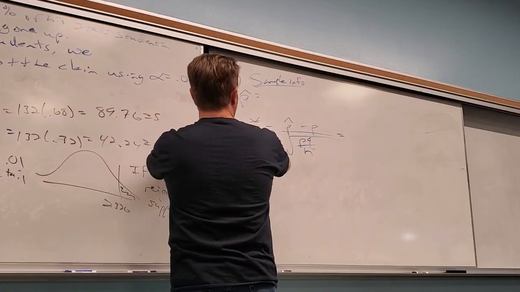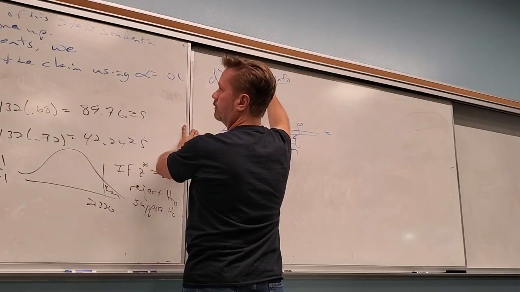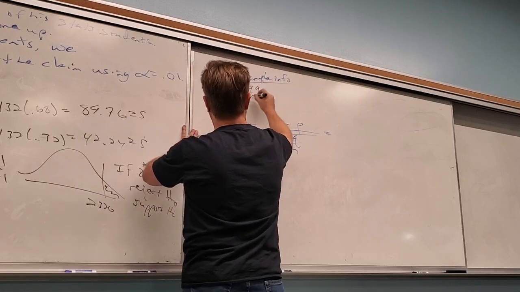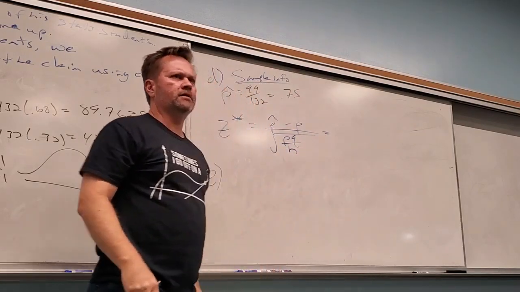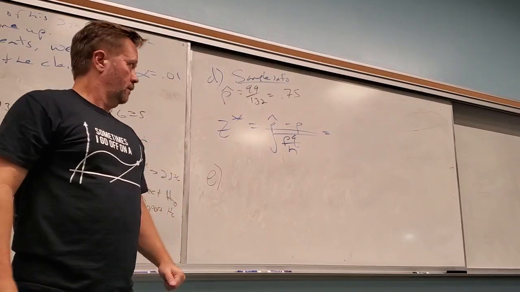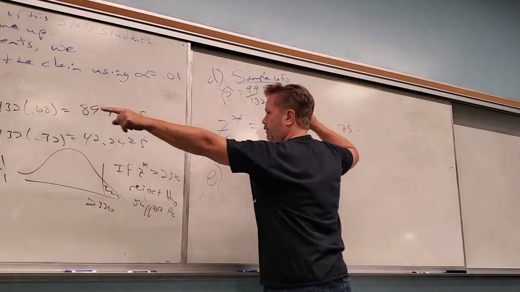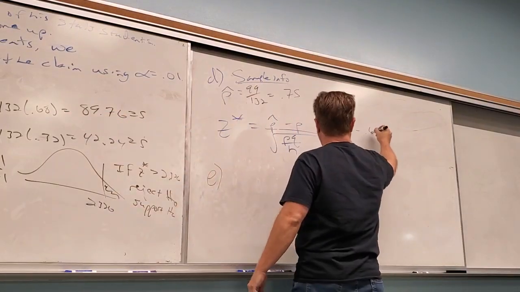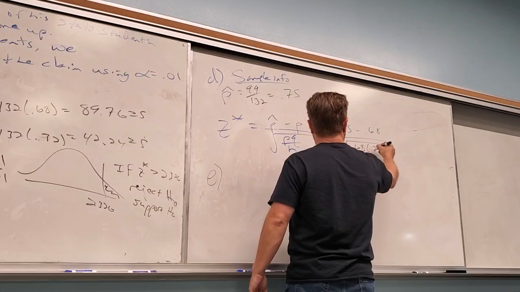What'd you guys get for p hat? How'd you calculate it? 99/132. What'd you get? 0.75. Yeah, it's crazy. I just made that up and it came out so nice. So it'll be our data minus the supposed middle, divided by this crazy square root of business.